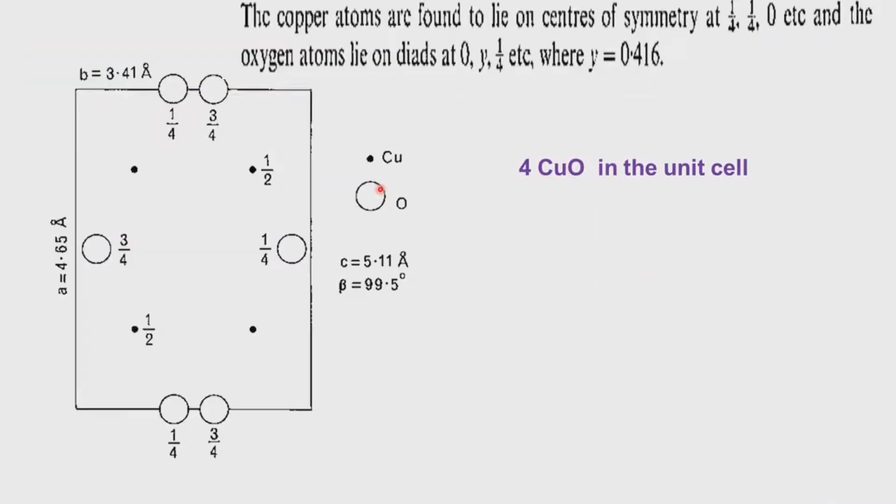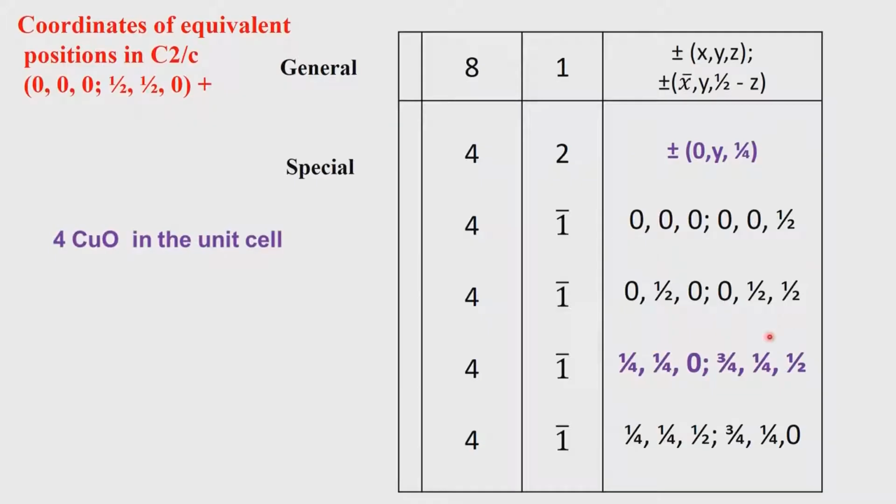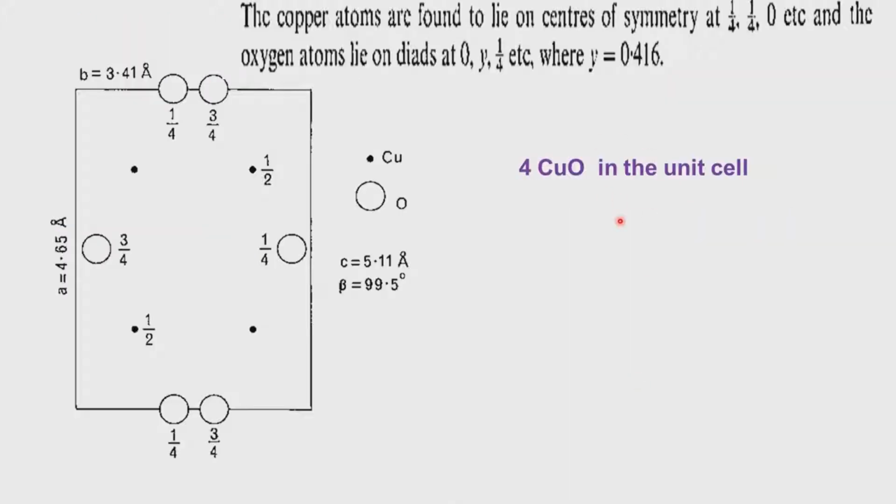If we go and see the structure, we see that the copper atoms are found to lie at centers of symmetry, which is 1/4, 1/4, 0. I have highlighted it here. The highlighted one is the place where the copper atoms decide to occupy. The oxygen atoms likewise decide to occupy the two-fold symmetry, which also generates 4 equivalent points. So, the oxygen atoms sit there, the copper atoms sit here, and you get this structure which is written here.